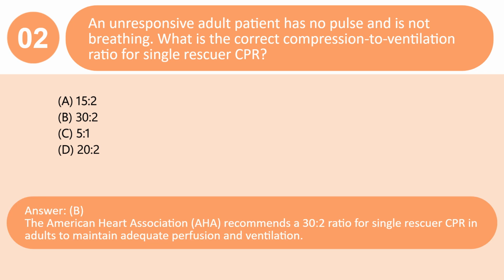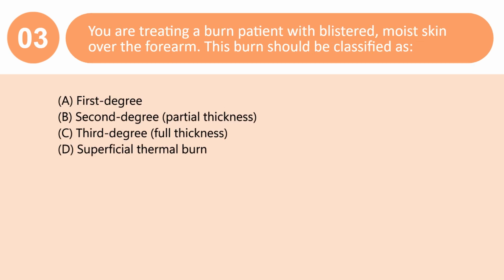The American Heart Association, AHA, recommends a 30:2 ratio for single rescuer CPR in adults to maintain adequate perfusion and ventilation. You are treating a burn patient with blistered, moist skin over the forearm.